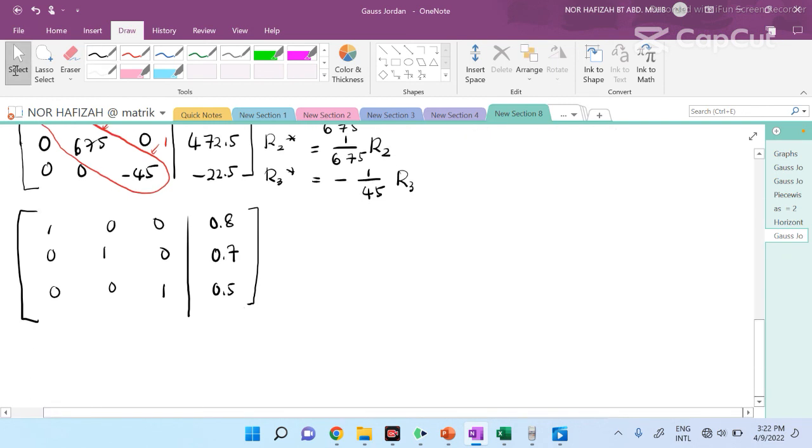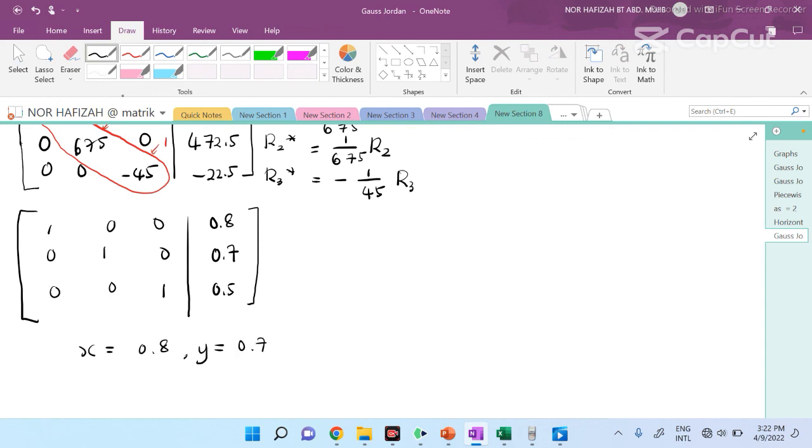So we cannot leave our answer just like this. We're going to rewrite here by x equals to 0.8, y equals to 0.7, and then last one, z equals to 0.5. Yes, that is the final answer.